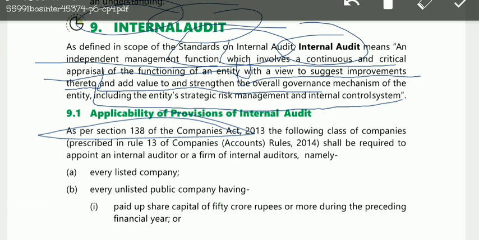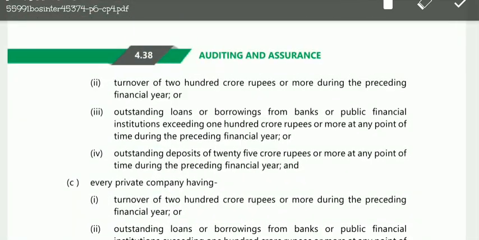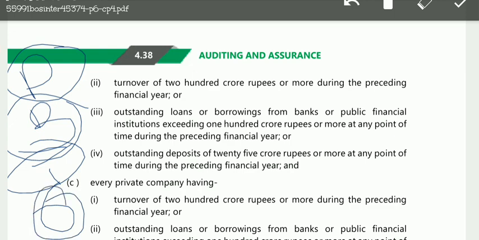So the following list has to appoint an internal auditor to conduct an internal audit. Every listed company has to appoint an internal auditor. Then every unlisted public company. Now there are conditions for when an unlisted public company has to appoint an internal auditor. So it is PBTO. What is PBTO? P for paid up share capital, B for borrowings, T for turnover, and O for outstanding deposits.